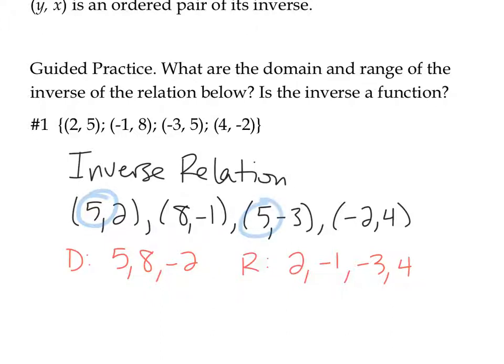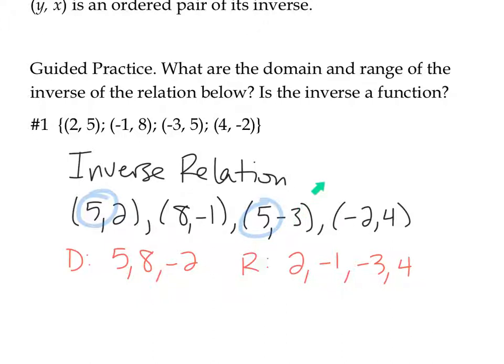For the inverse, the original relation would be a function. This would be a function because each input has only one output. Down here, if we put a 5 in, we don't know what we're getting out. We could get out a 2 or a -3. So that would mean that it's not a function.